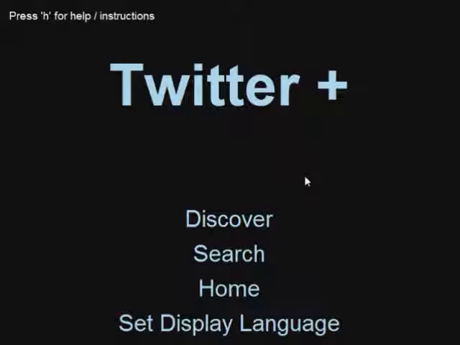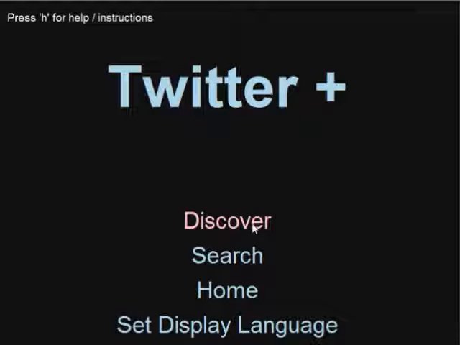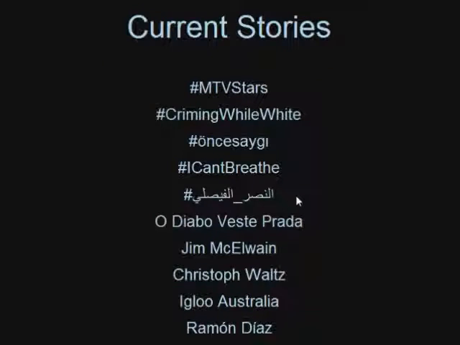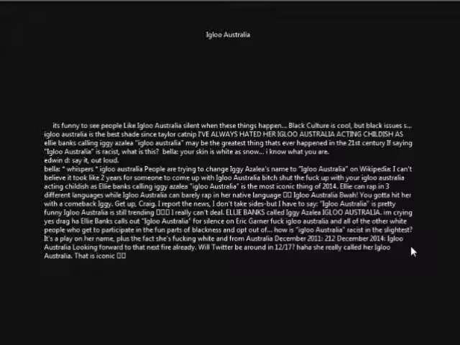The first feature we're going to look at is the Discover feature. What the Discover feature does is it displays the top 10 global trends in their original language. The one that I will choose for this demo is Igloo Australia. It references how people are changing the famous artist Iggy Azalea's name to Igloo Australia. By reading it, you can get a pretty good sense of what the trending topic is about.